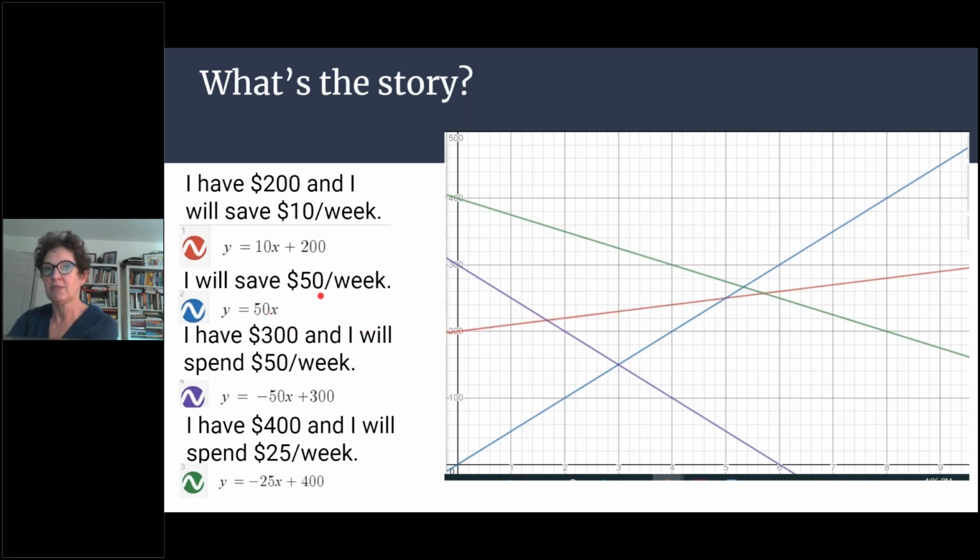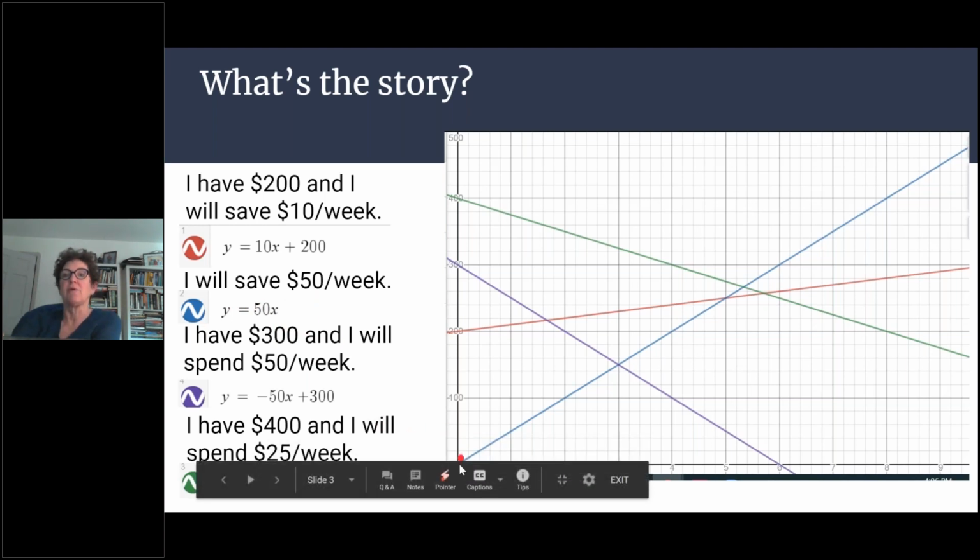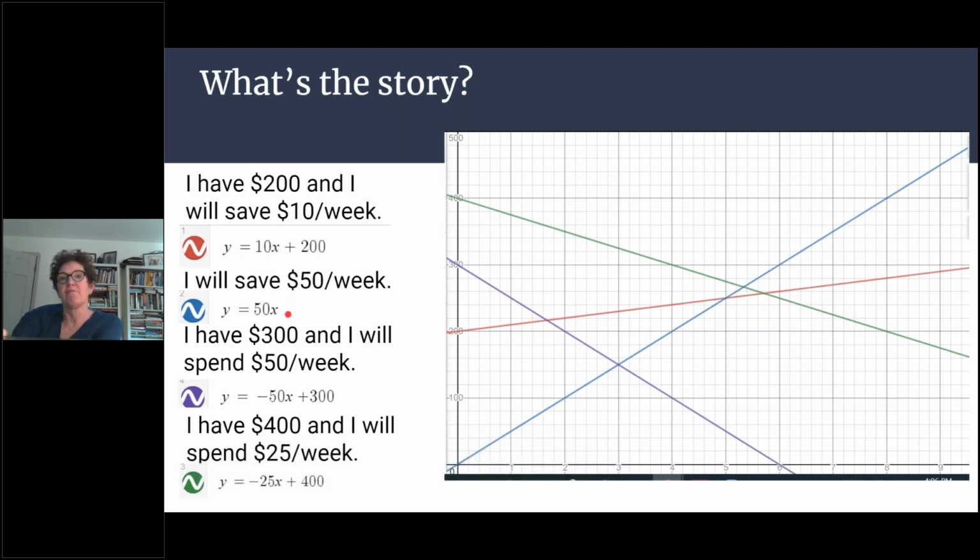This one, I will save $50 a week. I'm starting with 0 and I'm going to increase by 50. Notice I don't have plus 0 here because that won't change my equation. So y equals 50x.